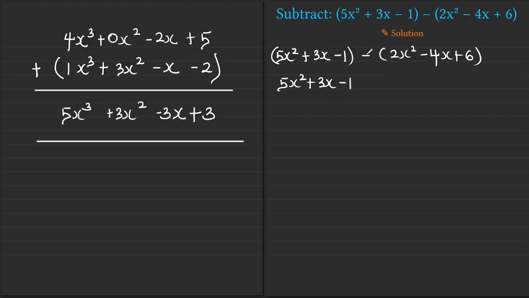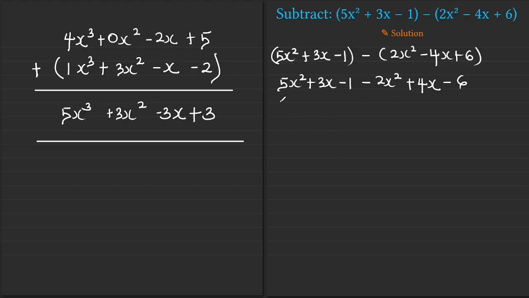Then we come here. The negative affects each and every term. So first of all, negative 1 times 2 gives us a negative 2x squared. Negative 1 times negative 4 gives us a positive 4x. The negative times positive, we have a negative 6. So since we've been able to remove our bracket, we now group the like terms.